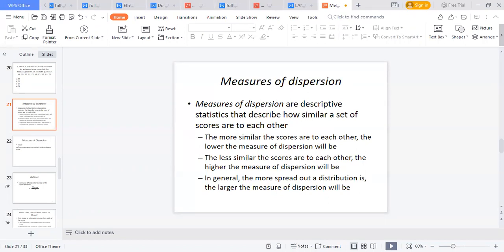So for example, in a group of learners in the first year, if most of them are aged between 19 and 22, it means that the measure of dispersion will be smaller. If you have in that class people aged from 17 to 35, 38, the measure of dispersion will be higher or wider.